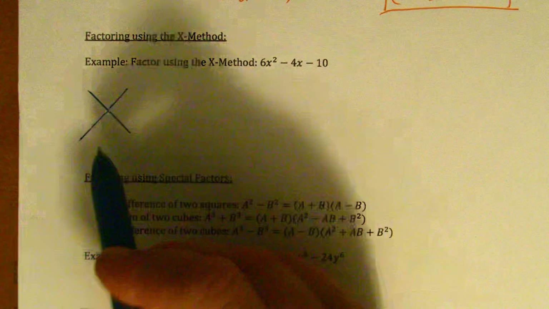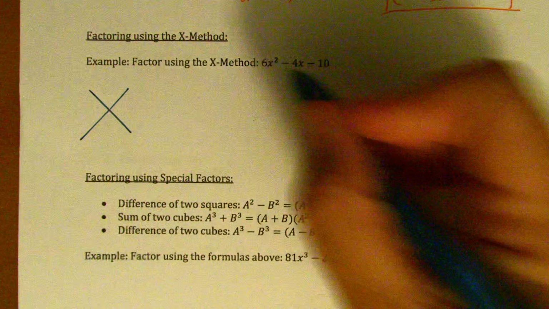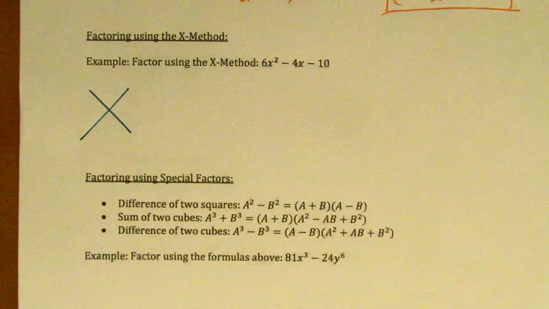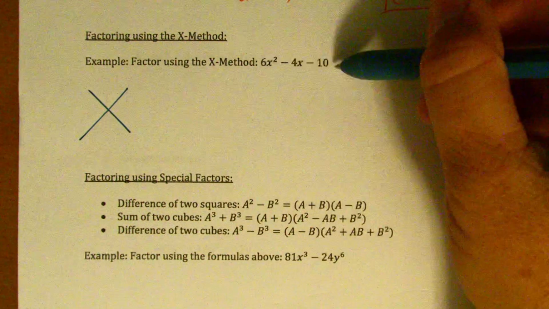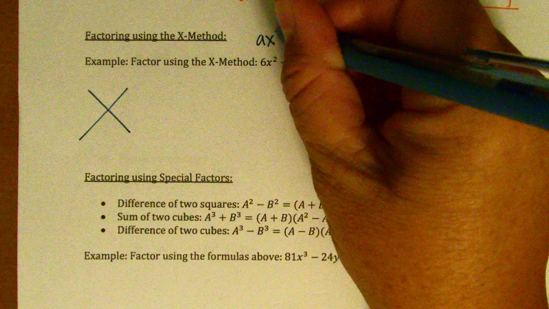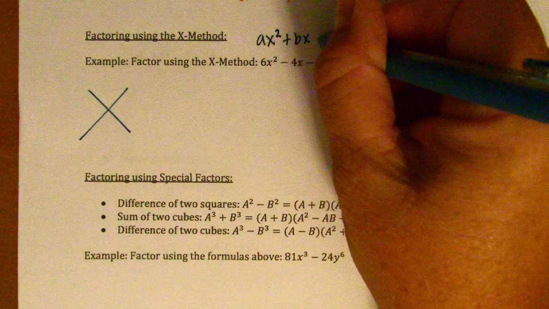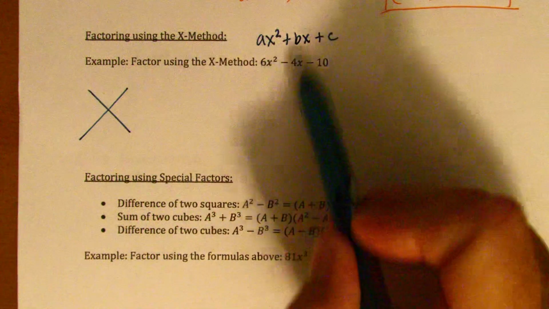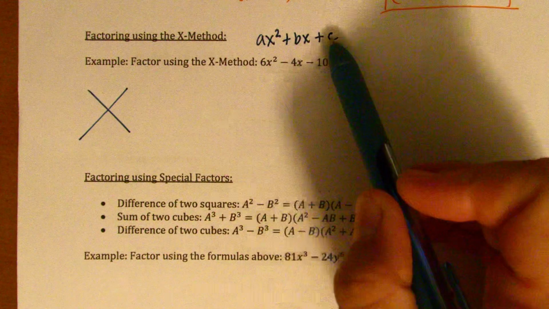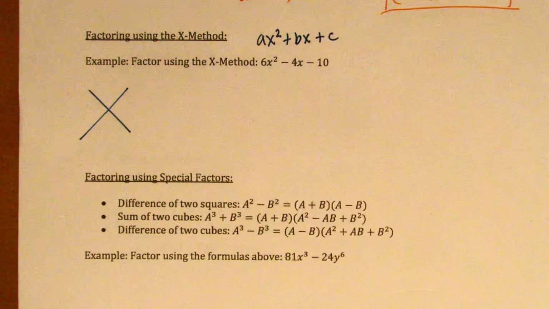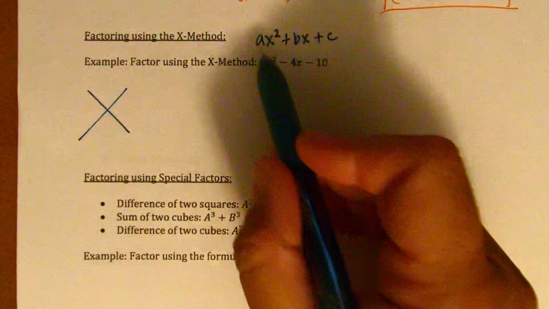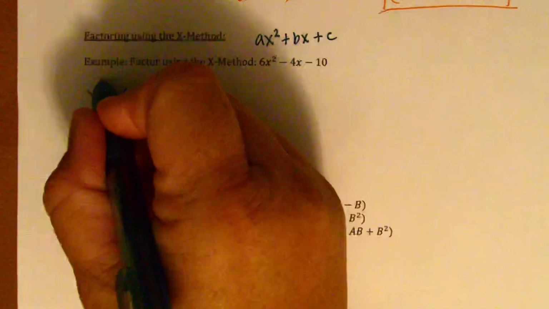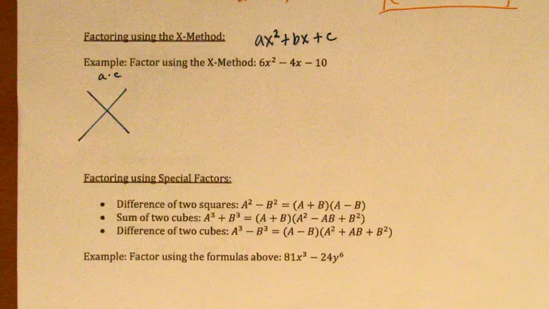So what we're going to do is, if we are working with something like this, the general form of a trinomial, 3 terms here, is ax squared plus bx plus c. A is the number in front of the x squared, b is the number in front of the x, c is the constant on the end. We are going to take our a value and our c value and put that up top, and we're going to multiply them.